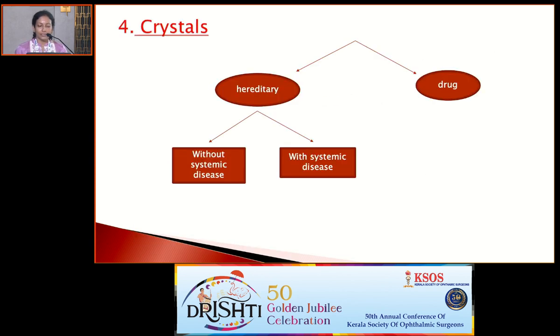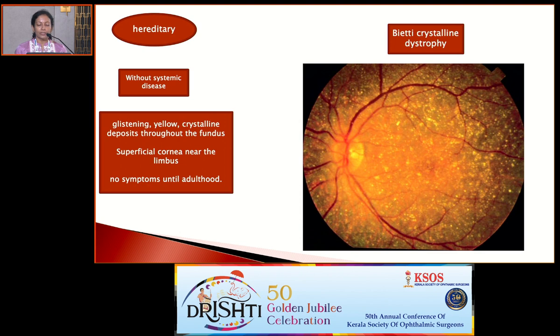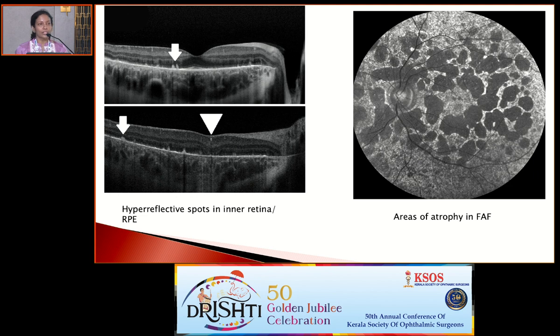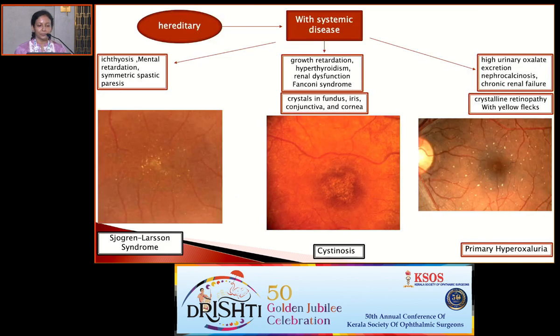Now coming to crystals, crystals can also produce a starry sky appearance. They may be hereditary or they may be drug-induced. Now if the patient has plenty of glistening yellow deposits throughout the fundus and sometimes crystals in the cornea also, without any systemic disease, you're most probably dealing with a condition called Bietti crystalline dystrophy, which is a hereditary condition. Here on autofluorescence, you can see multiple areas of atrophy, and on OCT, you can see reflective lesions. These are actually the crystals which are located throughout the retina.